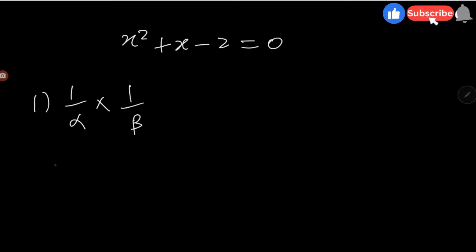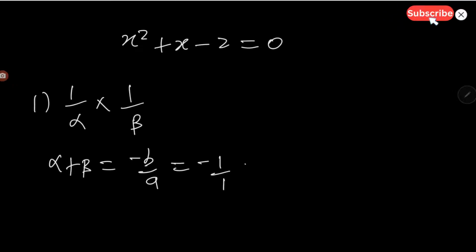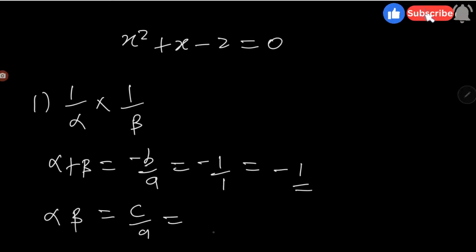So we can have alpha plus beta. We know it's minus b over a. So this will be equal to minus of b, which is 1, over a, which is also 1. And this will be minus 1, and the product alpha beta, we know it's c over a, and this is going to be, our c is negative 2 and our a is 1, so we'll have minus 2.